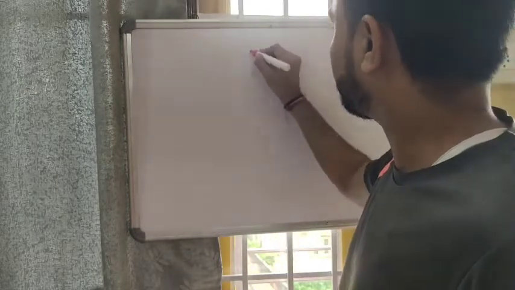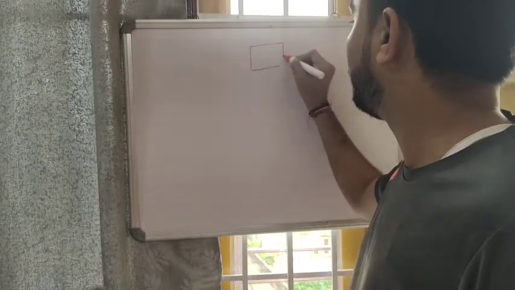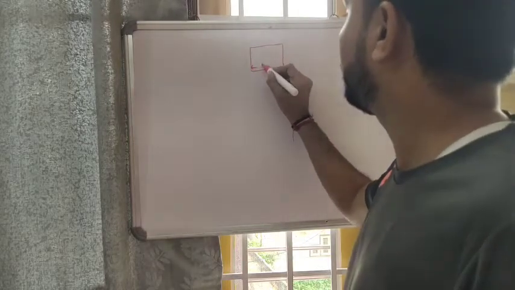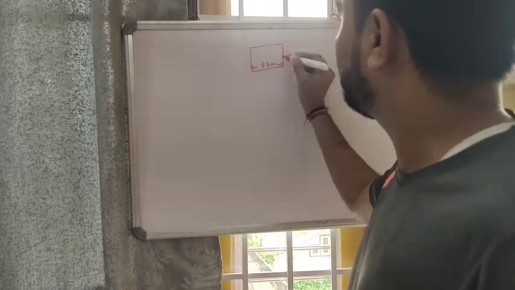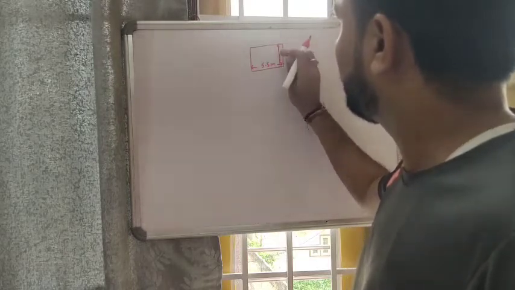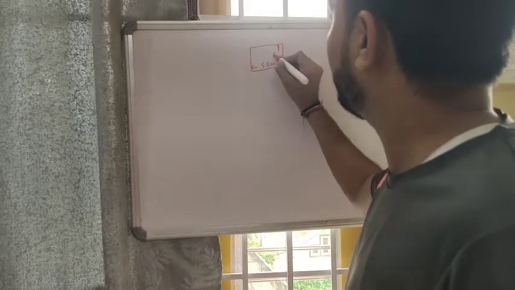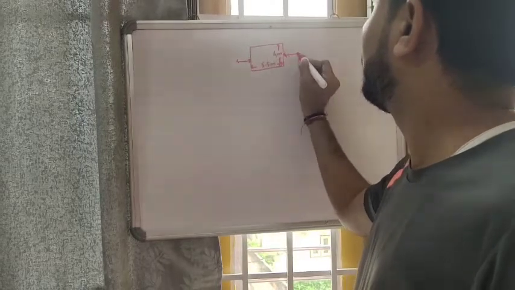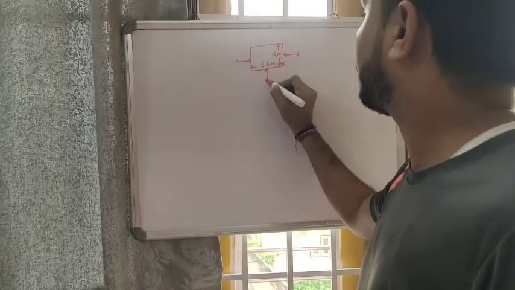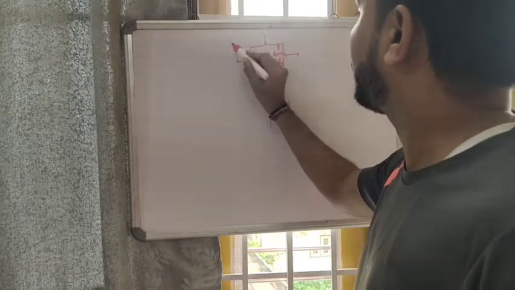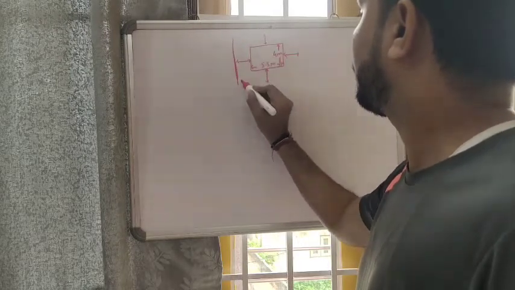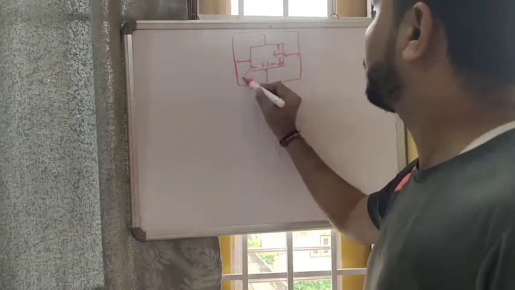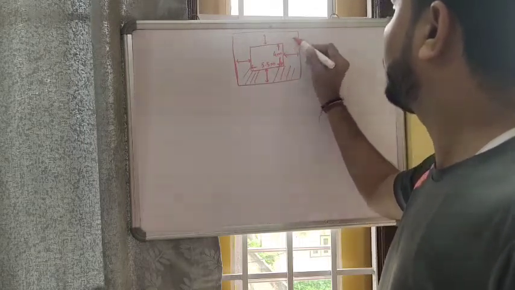So first of all, suppose this is the room. The room's dimension is given as 5.5 meter and here 4 meter. Outside this room a veranda is constructed on all the sides. So suppose this is the outside of the room where the veranda is constructed. So this portion is the veranda.